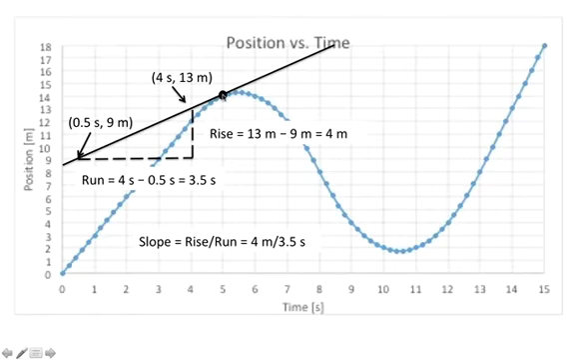If you wanted to find the speed at, say, 13 seconds over here, you'd have to go to that point on the graph, you'd have to draw your lines, and then you'd have to draw a new slope line in here and calculate its slope based on the line that you draw.